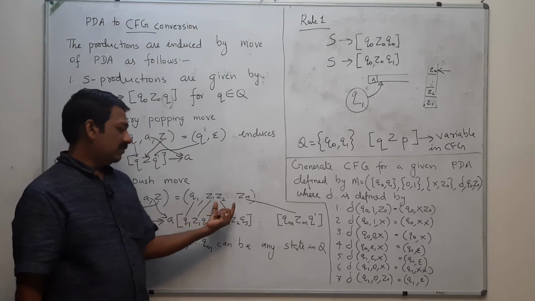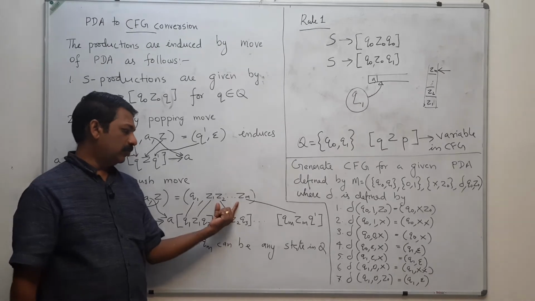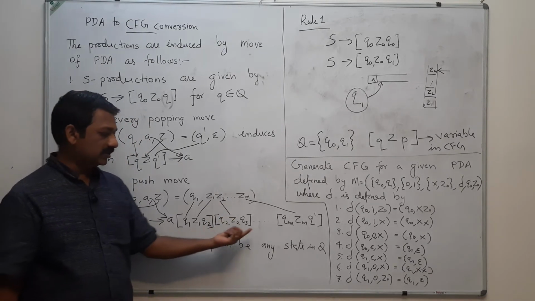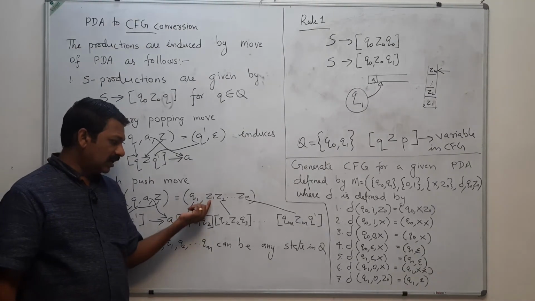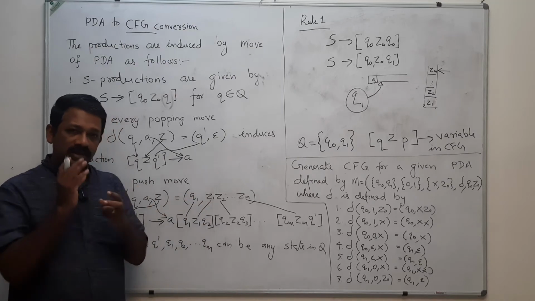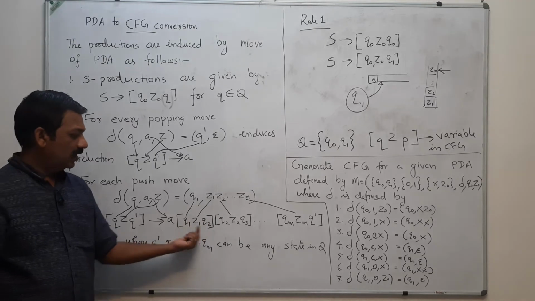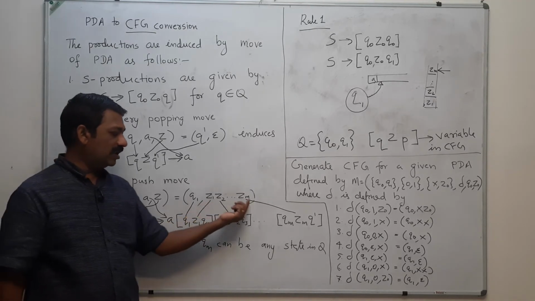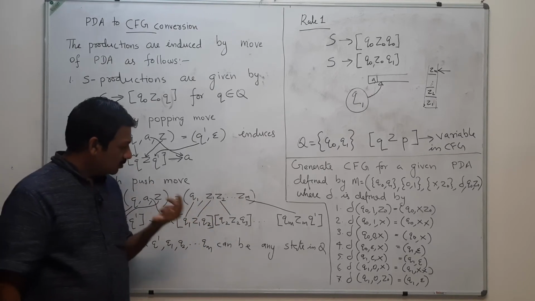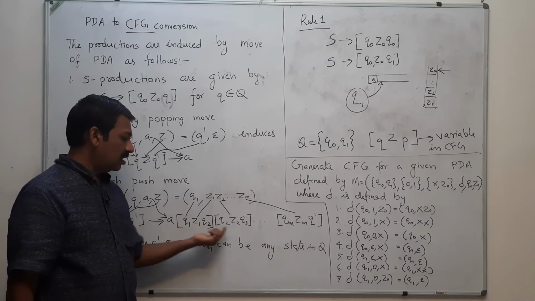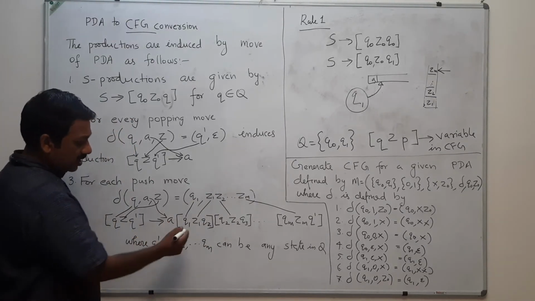For example, suppose that here you have 10 stack symbols you are going to push, then here you have 10 variables. If you have a single pushing, that means a single stack symbol you are going to push, then you have only a single variable here. That means as many stack symbols are there as the number of variables. Okay.